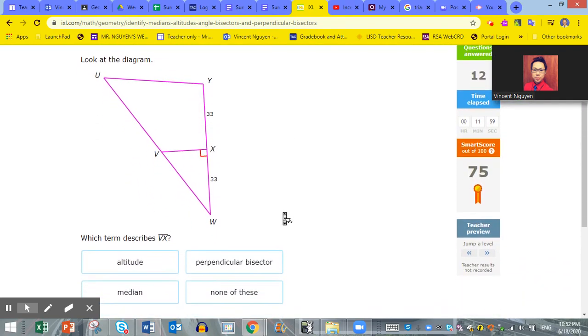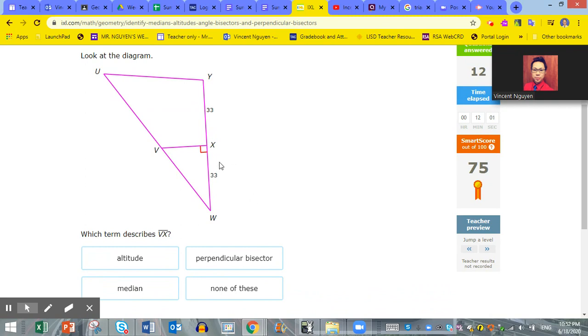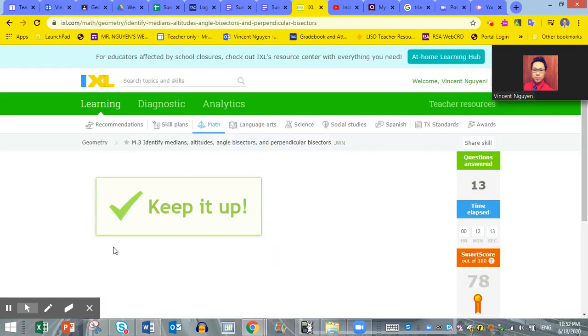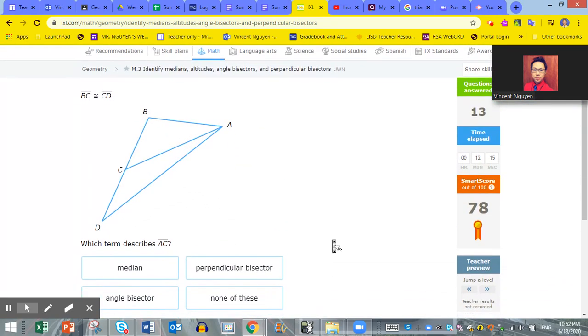Okay, I'm having fun. All right, this one, notice this is the only line that doesn't come from the vertex. It just cuts the side in half at a right angle. So it's a perpendicular bisector. Perpendicular bisector. Submit.